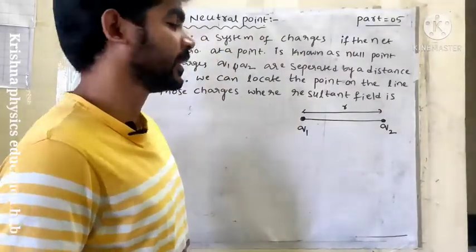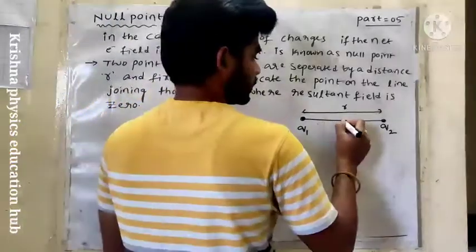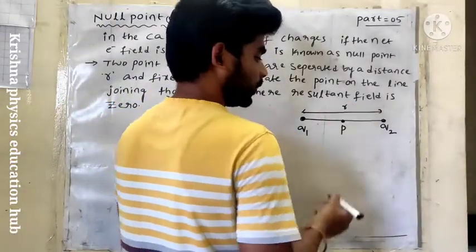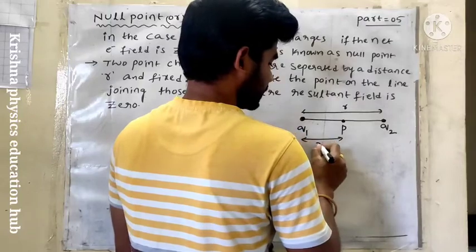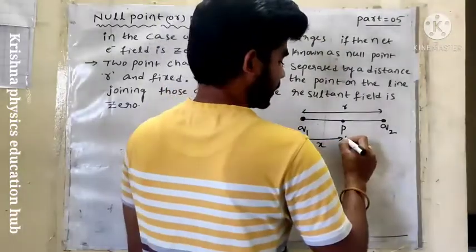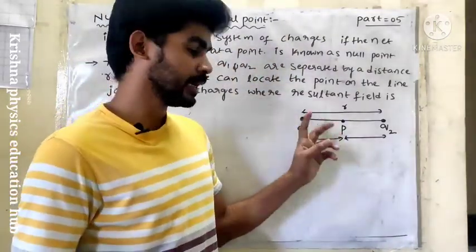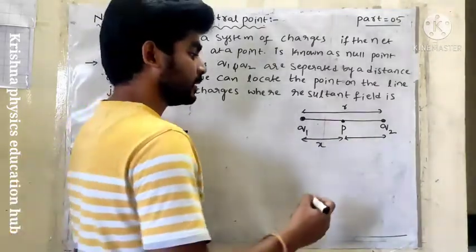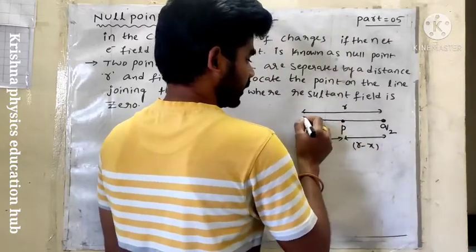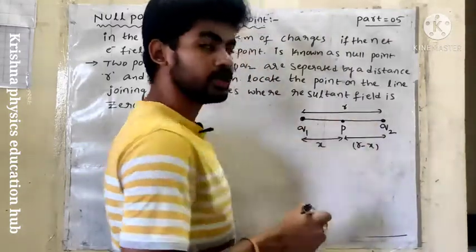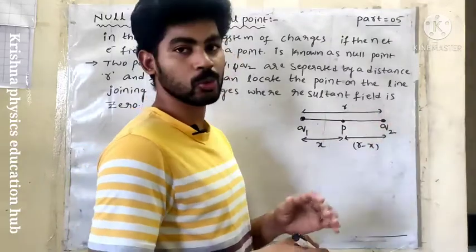Case 1: suppose the electric field is 0 at the middle of the two charges. Let us consider that at point P the electric field is 0. Let the distance from Q1 to point P be x. What is the remaining distance? The remaining distance is r minus x. Here we can apply the electrostatic force for the q1 point and the q2 point.